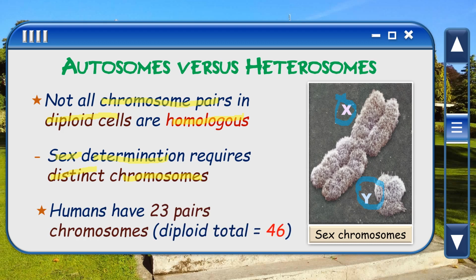Humans have 23 pairs of chromosomes. And if it is diploid, the total comes to 46 chromosomes. That is diploid: 23 pairs.